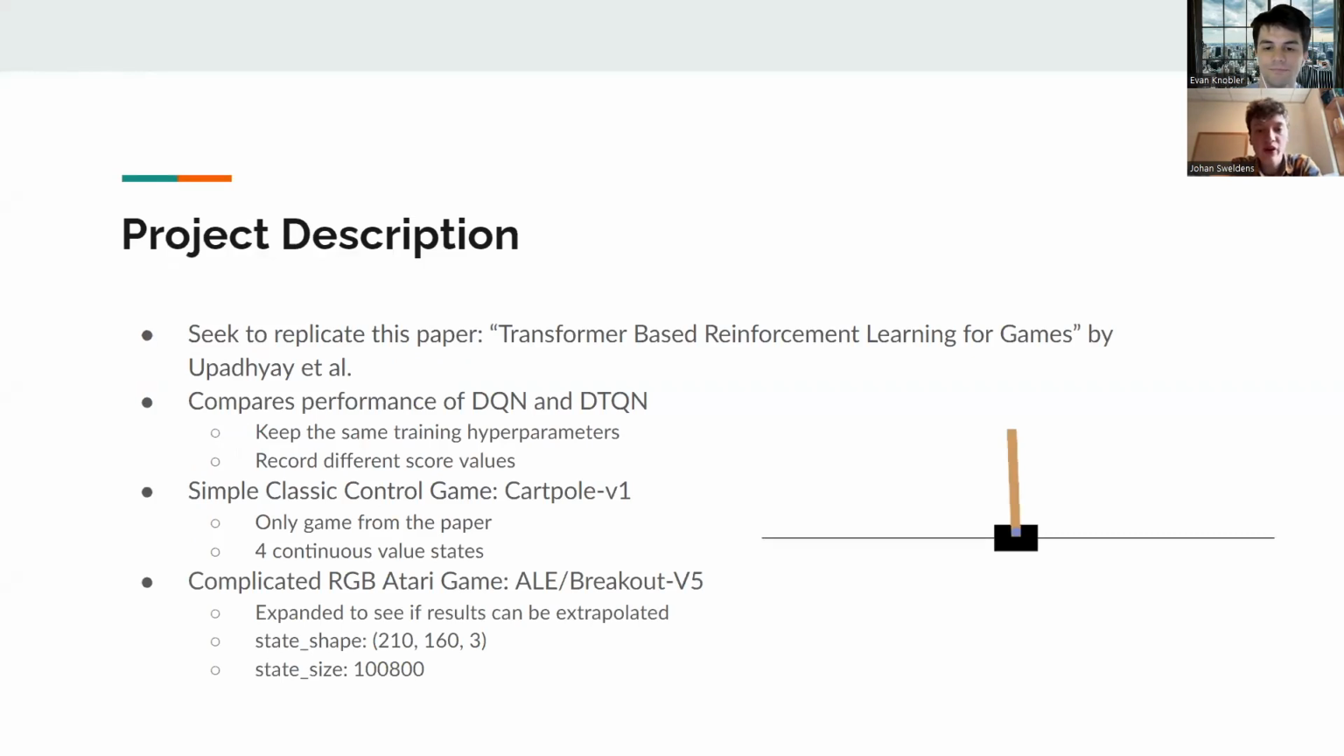So to begin with, our main objective was seeking to replicate the paper transformer-based reinforcement learning for games. This paper effectively tried to utilize a variety of different models in their deep Q networks in their reinforcement learning applications. And our project specifically is going to be comparing the performance of a traditional, very simple DQN and also a transformer-based DTQN, a deep transformer Q network.